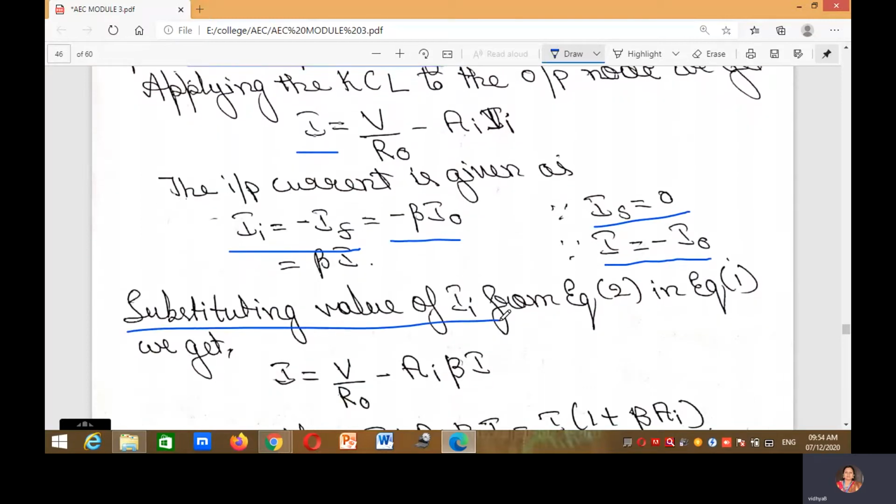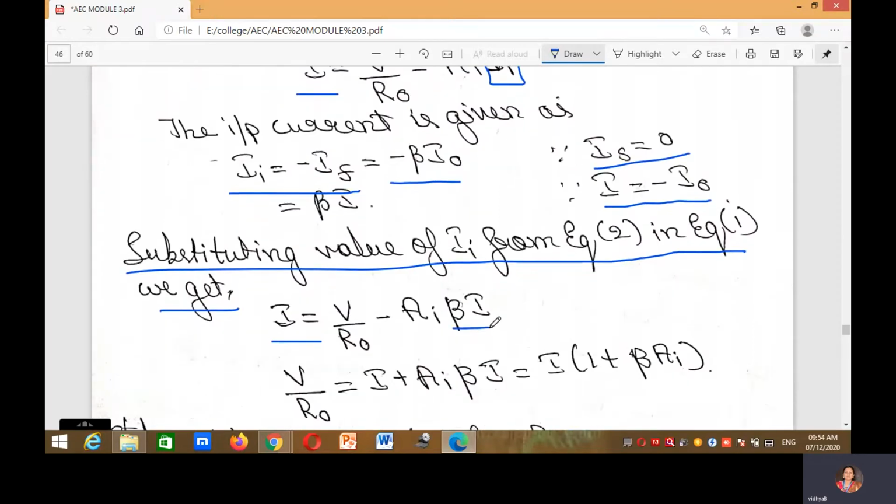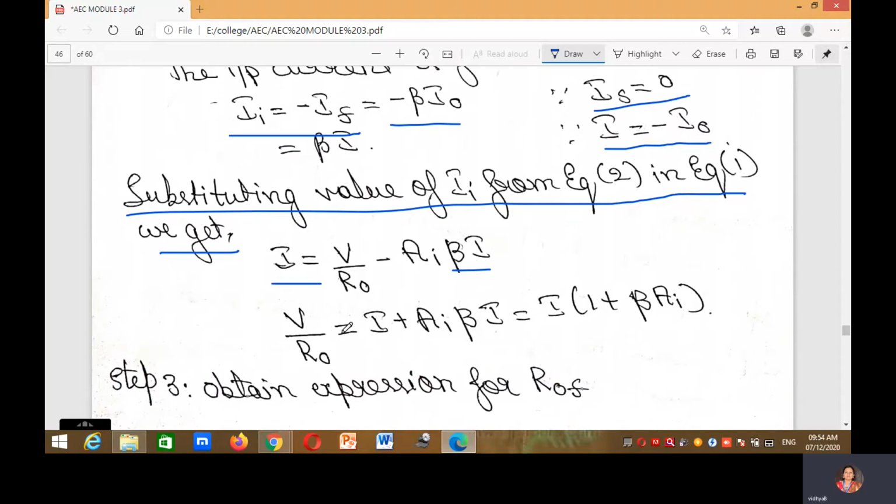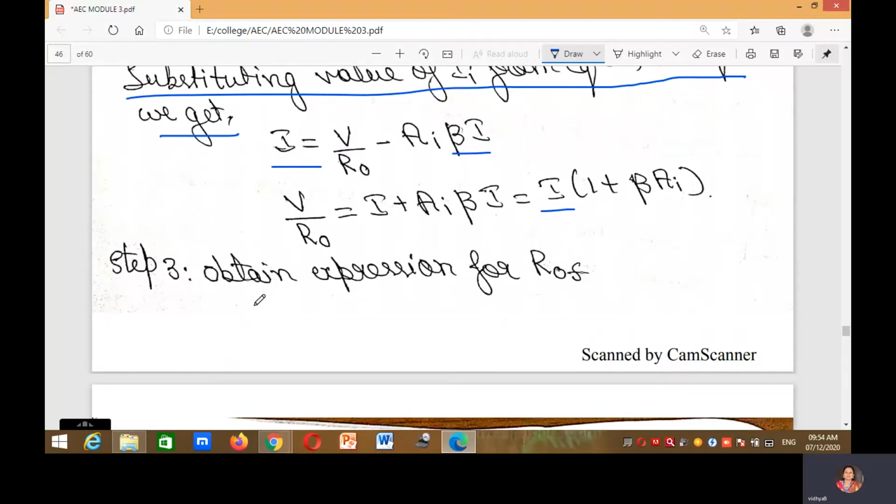Substituting the value of II from equation 2 in equation 1, we get I is equal to V divided by R naught minus AI into beta into I. We know the value of AI, II, so substitute the II value, beta into I. So V divided by R naught is equal to I plus AI into I. If you take out I as common, then you get 1 plus beta into AI. Next, obtain the expression for R naught F.